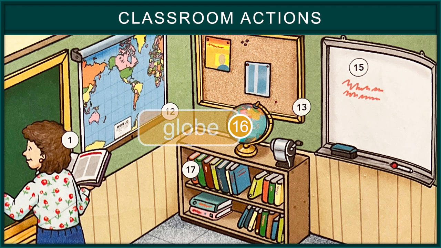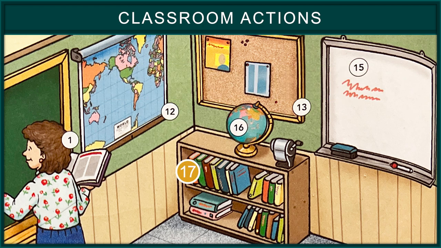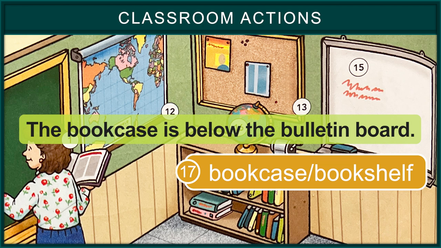Sixteen. Globe. The globe is on the bookshelf. Seventeen. Bookcase. The bookcase is below the bulletin board.